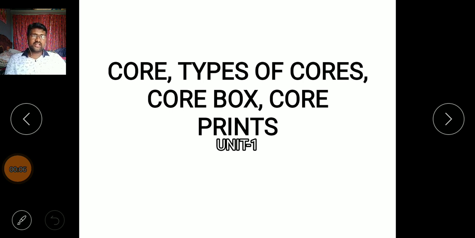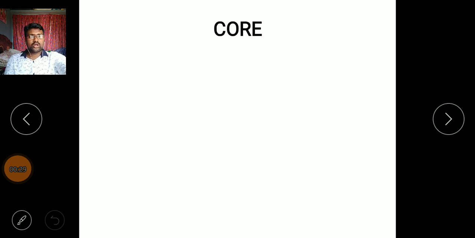In the previous lecture, we learned about what a pattern is, the different types of patterns, pattern materials, and pattern allowances. In this lecture, we'll learn about what a core is, types of cores, and core boxes and core pins. Okay, coming to core.